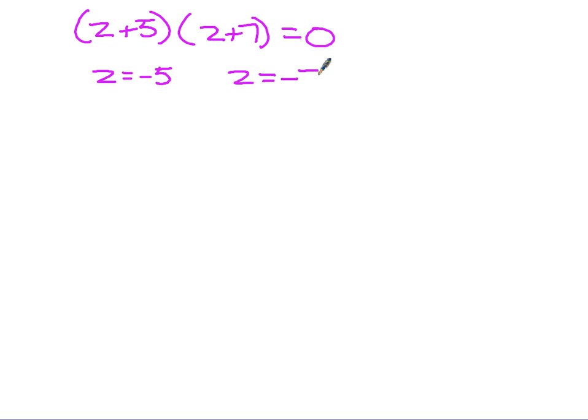z plus 5 times z plus 7. So rather than going through all that mess, just check. Is everything hanging out together on one side? All you have over here is 0? Fabulous. Since that says z plus 5, one of your solutions is negative 5. And since that says z plus 7, your other solution is z equals negative 7.